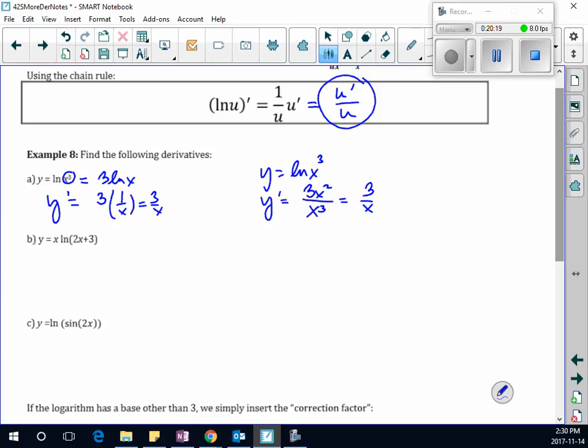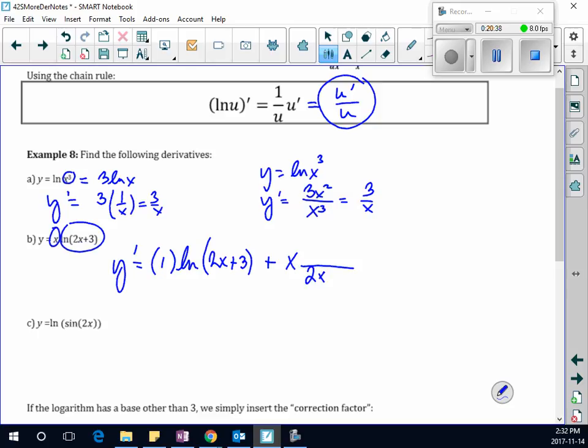Okay, does everybody see the next one is a product rule? So go, do it. Okay. y prime is 1 times ln. You don't have to put the 1, of course, I'm just showing my work. And then this is x, so this is 2x plus 3 times 2. Then I would probably slip that up there just to clean it up. So this is ln of 2x plus 3 plus 2x over 2x plus 3.